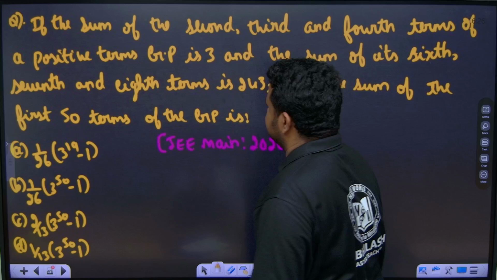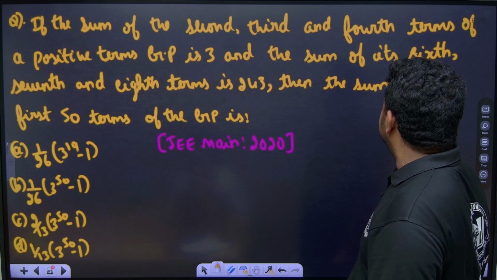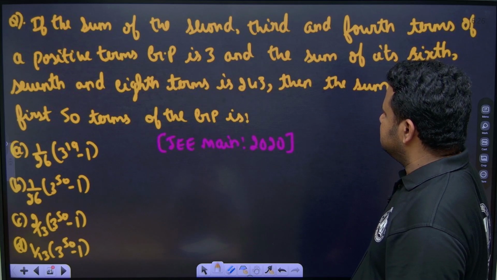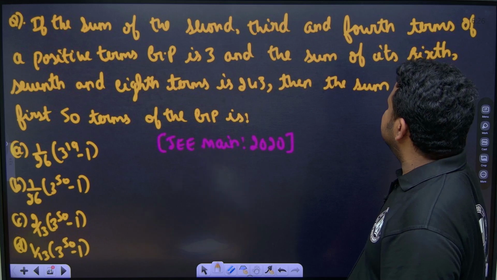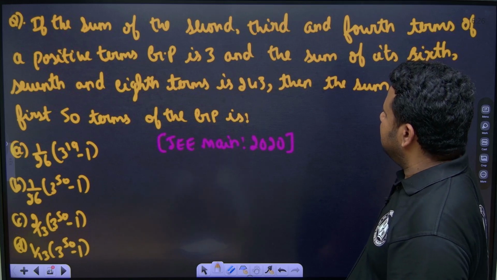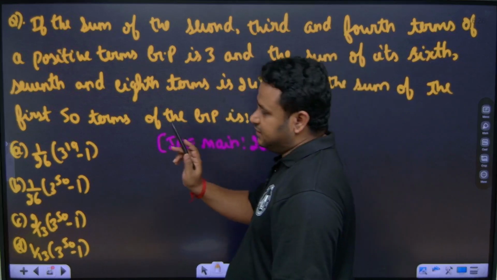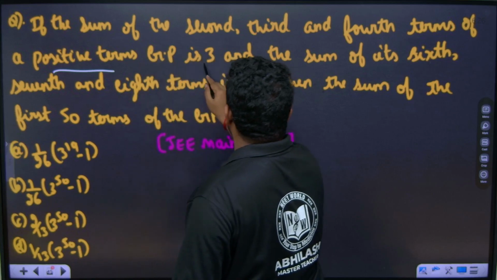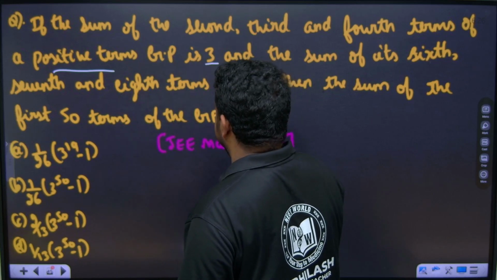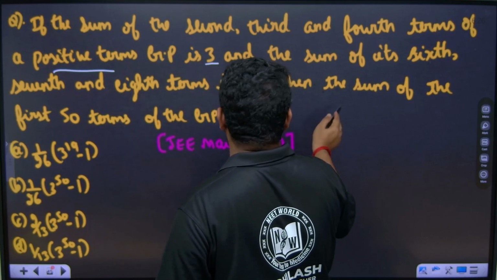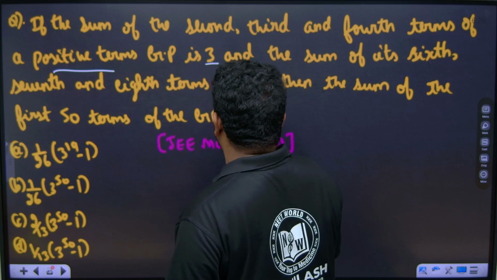Now, look at this question. If the sum of the second, third and fourth terms of a positive terms GP is 3, and the sum of its 6th, 7th and 8th terms is 243, then the sum of the first 50 terms of the GP is what? They are telling positive terms, be careful.